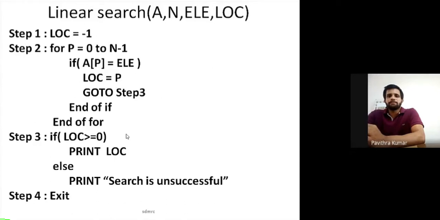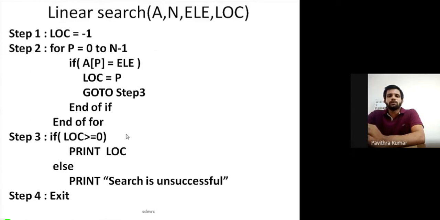It says, step number 1 says location is equal to -1. So what is the meaning of this? When we begin with the algorithm, we assume that the searching element does not exist in the array. If it exists in the array, the location value will be 0, 1, 2, 3, and so on. It will be more than or equal to 0.